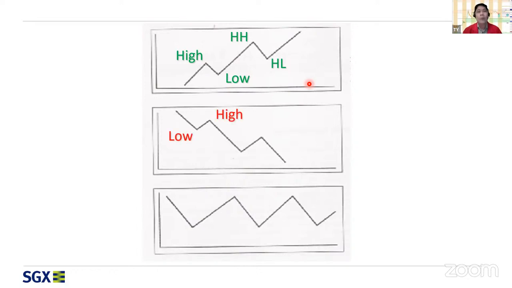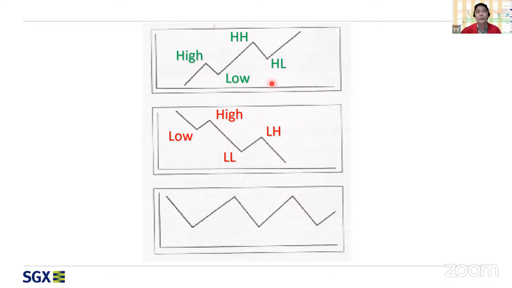Conversely, when you have a high-low form and the market takes on a lower low and a lower high, right? By definition, the market is downtrend bias. Now, this is Dow Theory first principle. A very objective manner to identify trend.